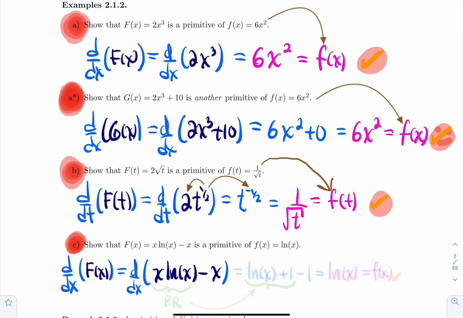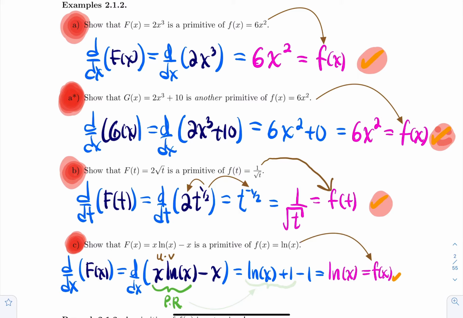So for the first term, I have to use a product rule because x is multiplying ln of x. So the derivative of x is 1 times ln, I'm going to get ln of x, plus the first function, which is x times the derivative of ln of x, which will simplify to plus 1. The derivative of minus x is minus 1. This simplifies to ln of x, which is small f of x. Yes, sir. Okay, it's indeed a primitive.